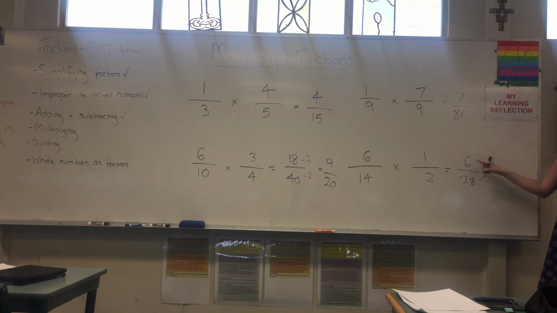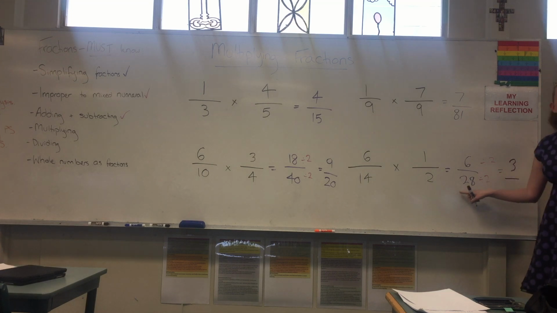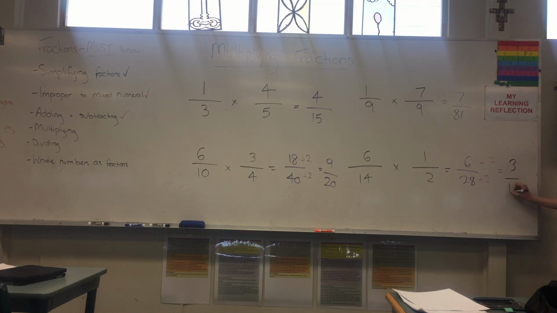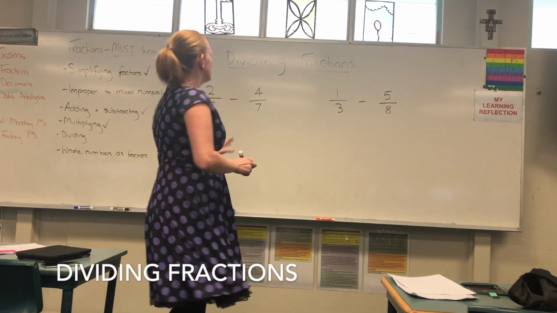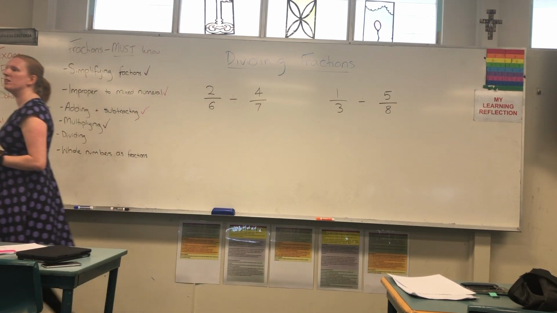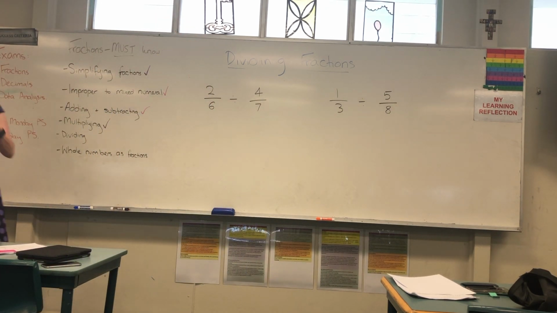So, 6 divided by 2 gives me 3. And 28 divided by 2 is 14. Great. Split the number. Now, alright, now we're up to dividing. Now dividing is very similar to multiplying, and you'll soon see why.